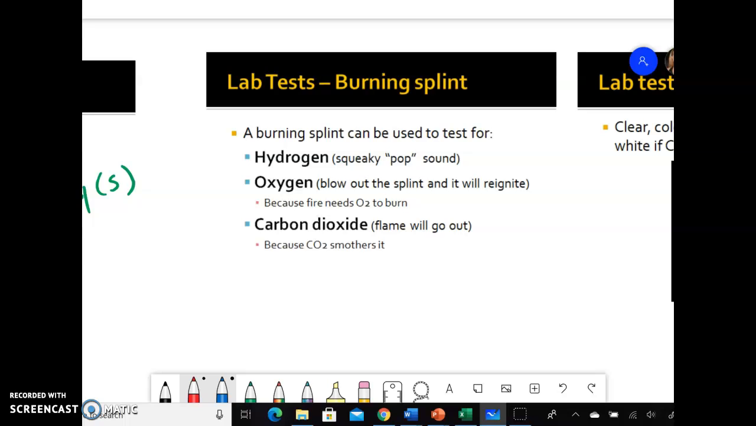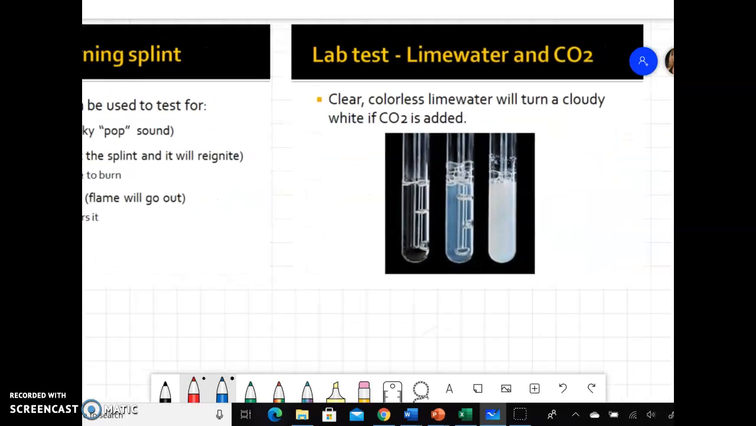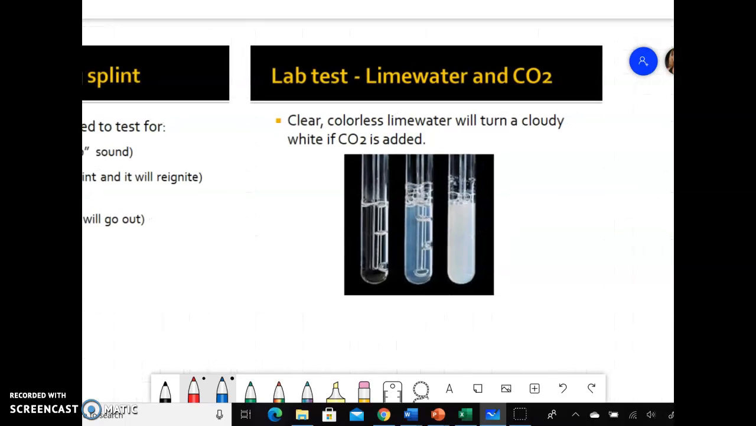In fact, a lot of fire extinguishers have carbon dioxide in them because it's a very heavy gas and it will smother the oxygen so that the reaction can't continue. So if the fire goes out, that means carbon dioxide is in there. And the very last one, also listed in the curriculum, is that if you have clear colorless lime water and you add CO2, it's going to turn cloudy.